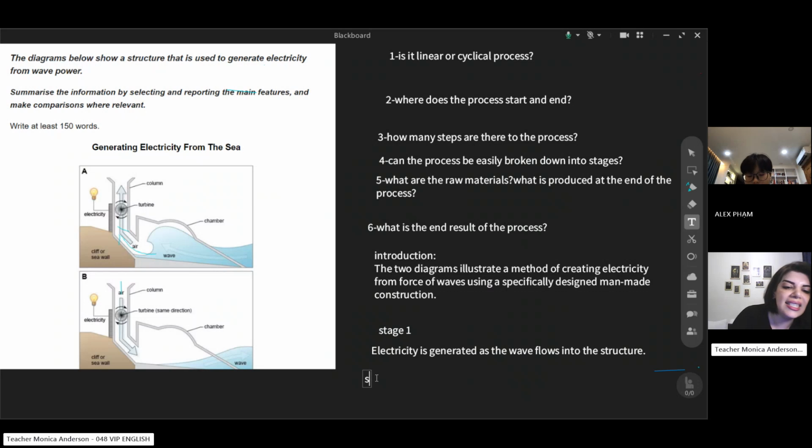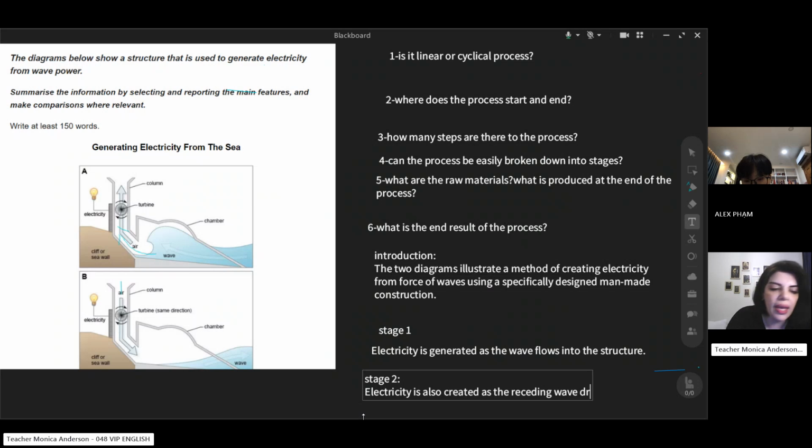In second, stage two. This one says, again, electricity is also created. What happened? As the receding wave draws air back down the column structure.